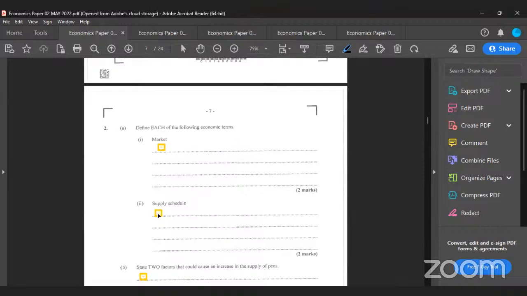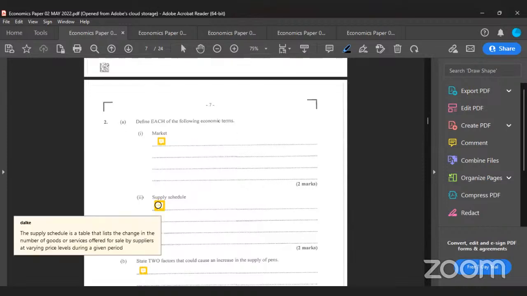Also have supply schedule. And the schedule, remember when we speak about the schedule, we're speaking about the table, right? The supply schedule is a table that lists the change in the number of goods offered for sale by suppliers at varying price levels. I think you probably will see an example of this as we go through different sheets. But it's really just the table that shows price, quantity supplied, price, quantity supplied, right?